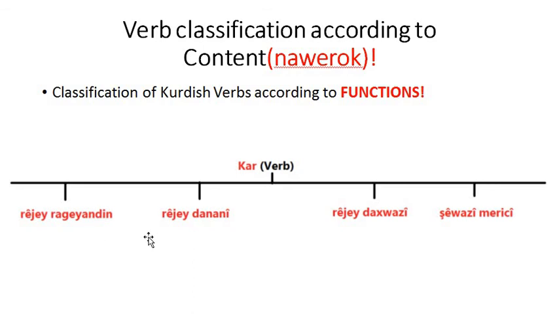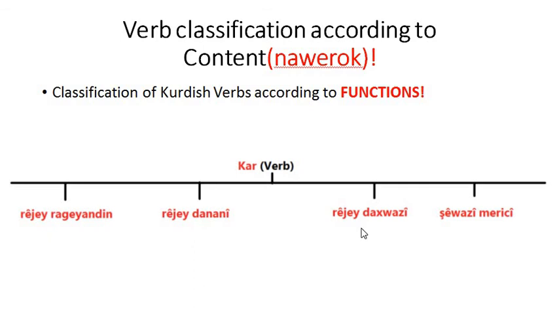Then we have reje danani. Basically, reje danani also gives information, but reje raganden gives information directly, while in reje danani there is kind of ambiguity, all right? Not vagueness, because vagueness you won't understand, but there is kind of ambiguity, and it doesn't give you the information directly.